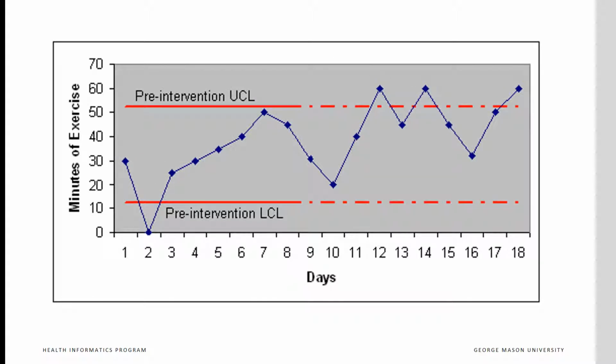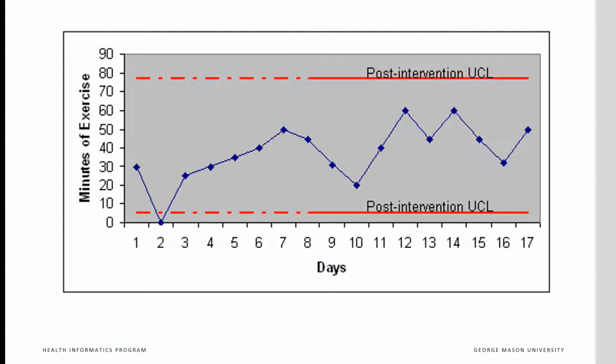This chart shows the control limits derived from pre-intervention data. The control limits are calculated from the pre-intervention period and shown as a solid red line. They are extended to the post-intervention period, shown as a dashed red line. This control chart compares the observations in the post-intervention period to the control limits derived from the pre-intervention period.